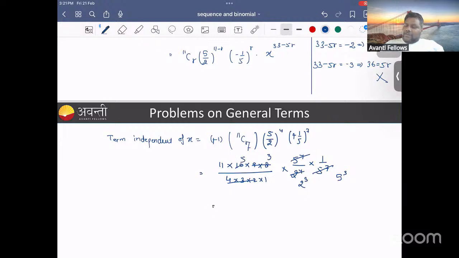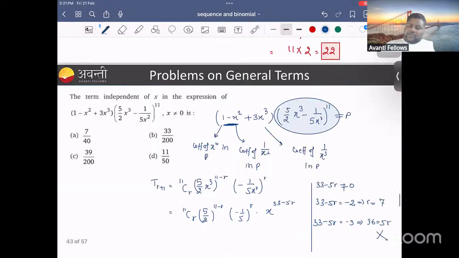So ultimately what you are left with: 5 threes are 15. 15 into 11 divided by 125, one 5 will also cancel. If I cancel this, I get 5^2. So now the numerator is 33 upon 25 into 8, which is 33 by 200. This is your answer, 33 by 200.